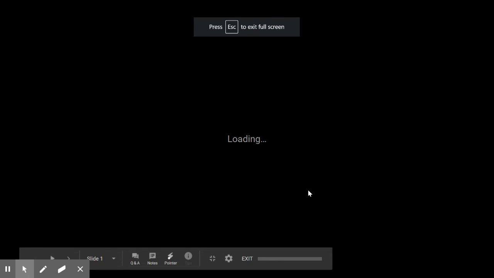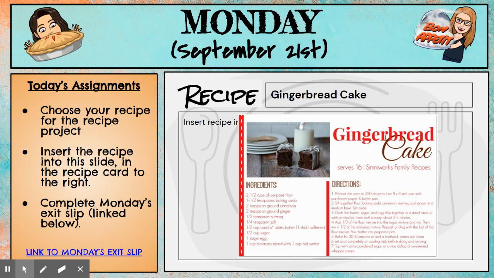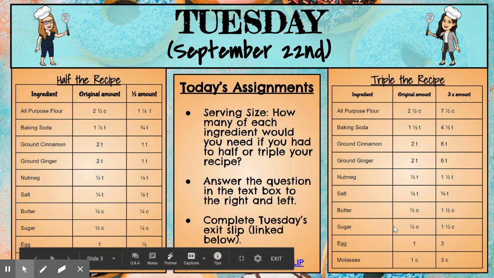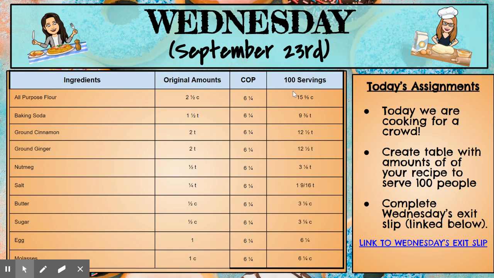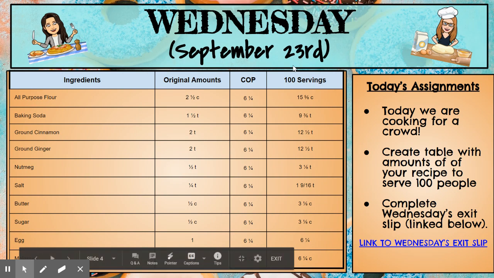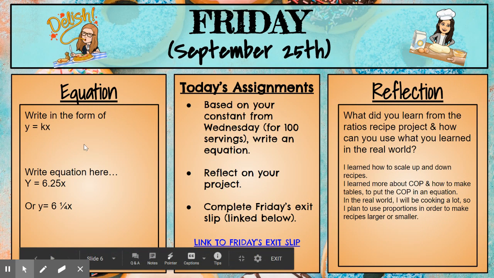Your student will see this each day. They will see what we're doing. Basically, they want to put the recipe in, then the half recipe and the triple recipe. This is what we're looking for. Then on Wednesday, they will find their constant of proportionality, because they have to figure out how many servings their recipe calls for, what they need to multiply that by to get to 100 servings, and then calculate it for the 100 servings. On Thursday, they can include their pictures, or their table of the total cost, or do both for the bonus credit. And then on Friday, they're going to write their equation and reflect.